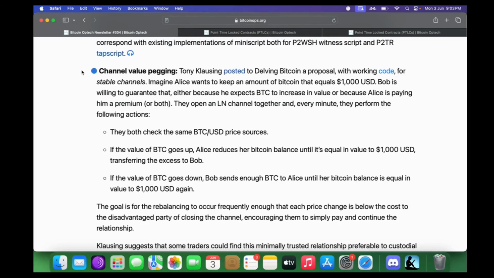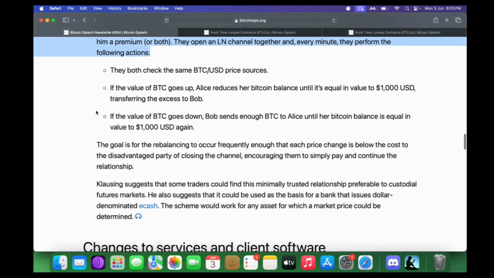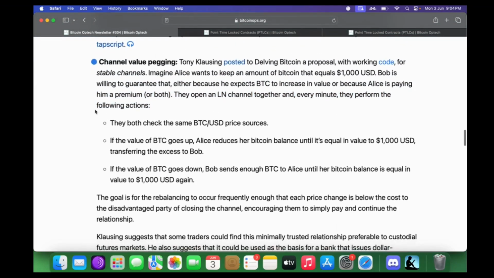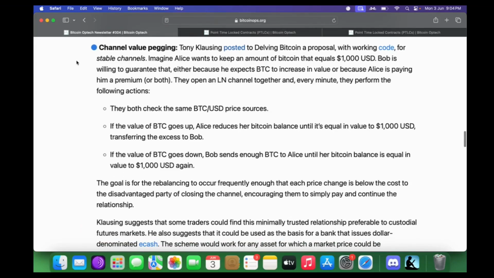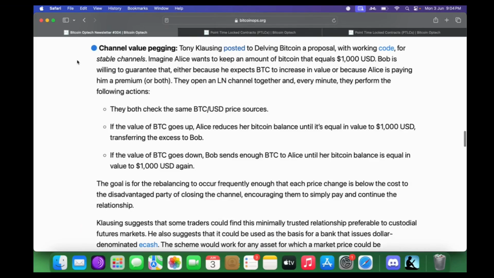Channel value pegging. Tony Clausen posted to Delving Bitcoin a proposal with working code for stable channels. Imagine Alice wants to keep an amount of Bitcoin that equals 1000 USD. Hey guys, this is not very technical, okay? This is pretty straightforward, so I'll read it very slowly. Whoever would want to explain it can at least try and summarize what they understood from what I read, because this is not at all technical. You don't need any beforehand information or any research.